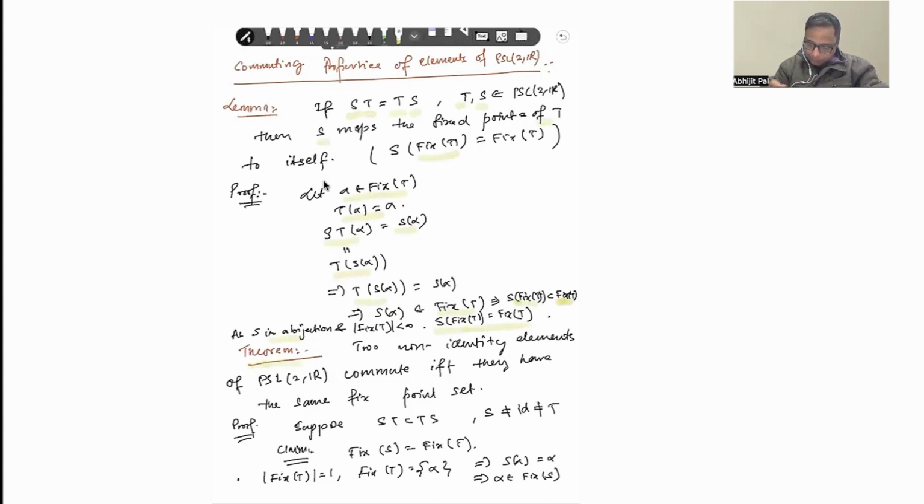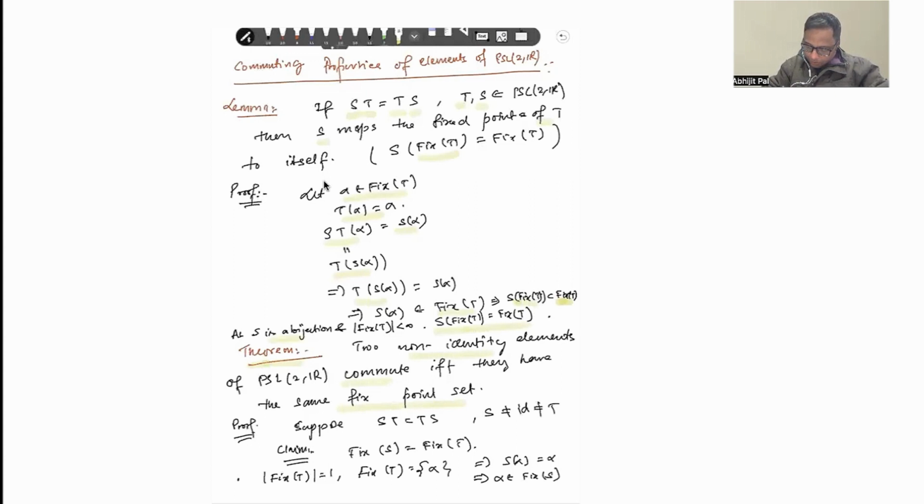Now we are going to prove this theorem. So what is this theorem? Let us take two non-identity elements of PSL2R, and suppose they commute with each other. Then we'll prove that they have the same fixed point set. And the converse is also true. If I take two elements of PSL2R with the same fixed point set, then they will commute with each other. Okay.